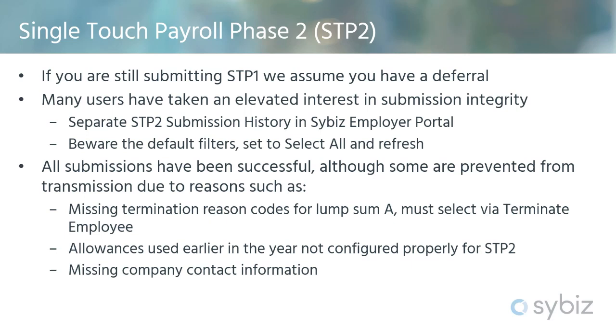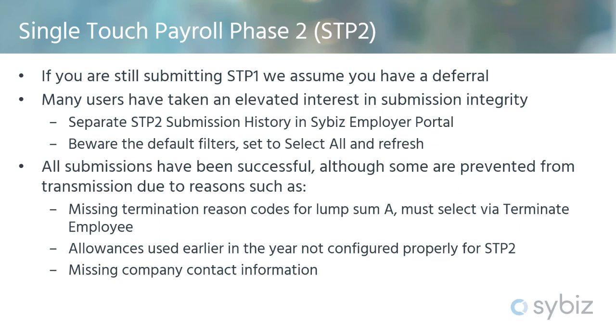And I should just point out that some of you may have encountered issues prior to the submission, and that's so we prevent things from being submitted that the ATO is going to reject anyway. That kind of makes sense. But the typical things that we've seen so far is people have been paid, say, a lump sum A, and then that employee hasn't been terminated prior to doing the STP submission, and there's a termination reason code that needs to go with that lump sum A. So it's just a matter of terminating the employee, providing the reason code, and then the STP2 submission will go through.